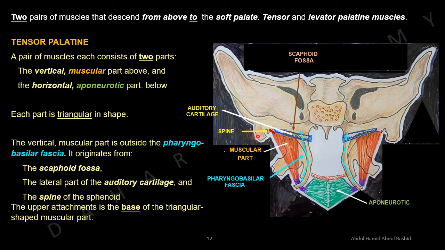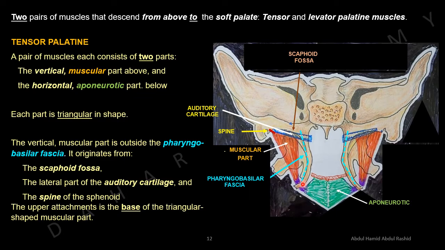Now let's talk about the tensor palatine muscles. It is a pair of muscles, each consisting of two parts: the vertical muscular part here and the horizontal aponeurotic part, that is the flat tendon part. Each part is triangular in shape. You can see here, triangular in shape.